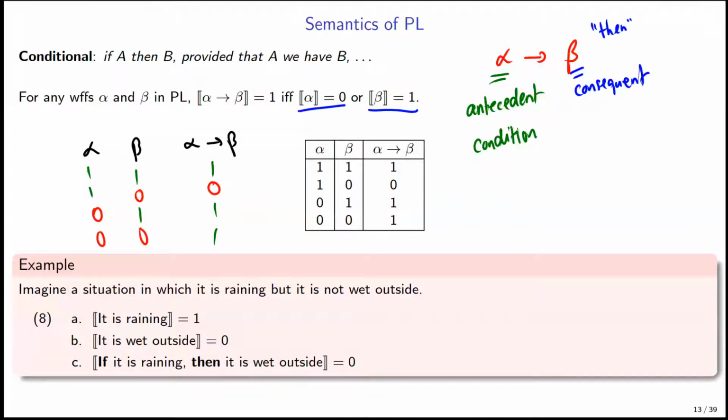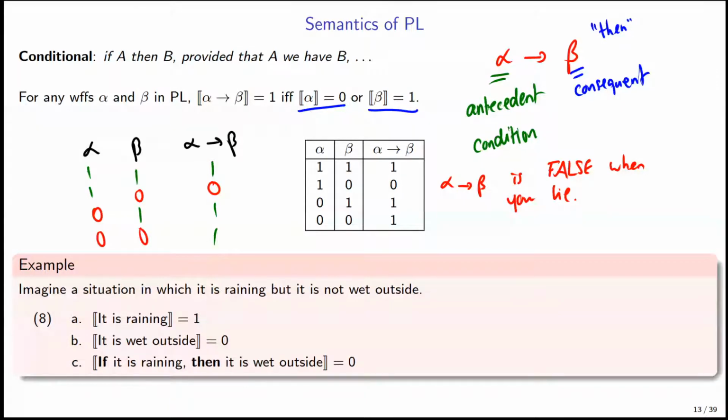Intuitively, this isn't really intuitive, but I like to give you an intuitive analog. Alpha arrow beta is false when you lie. That's when it's false. Any other time it's true. So what do I mean when I say you lie?